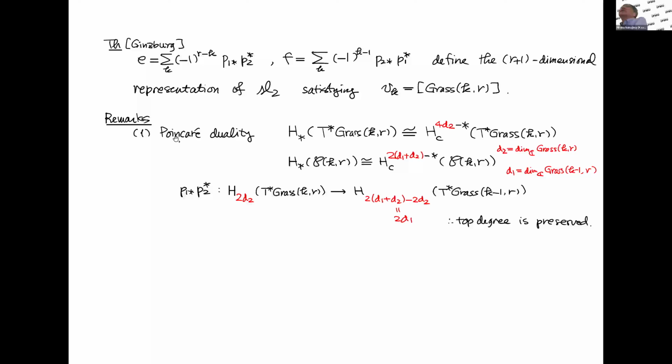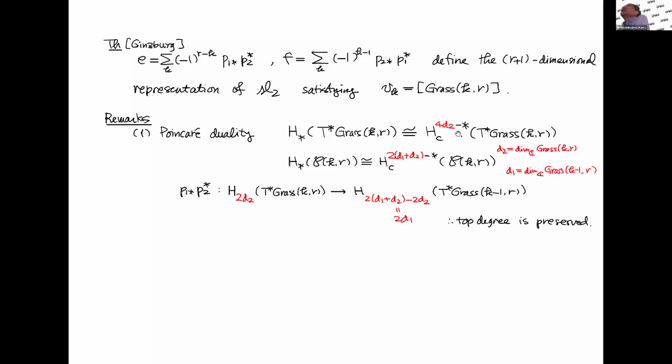So let me check that the top degree part is preserved for this pullback and push forward. Let me carefully check how degrees shift. The homology group of the cotangent bundle of the Grassmannian is Poincare dual to the cohomology with compact support, and the sum of the degrees must be the real dimension of the manifold, which is 4 times D2. D2 is the complex dimension of this Grassmannian manifold. Because the cotangent bundle has twice the dimension, and as a real manifold you must multiply by 2 again. So in total, you have 4 times the complex dimension.